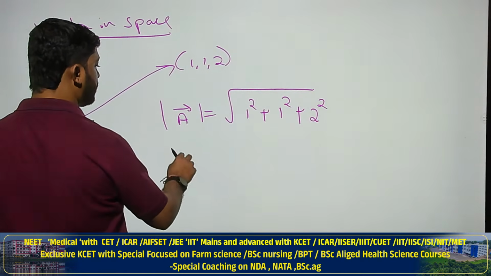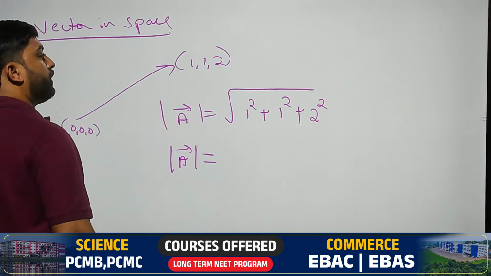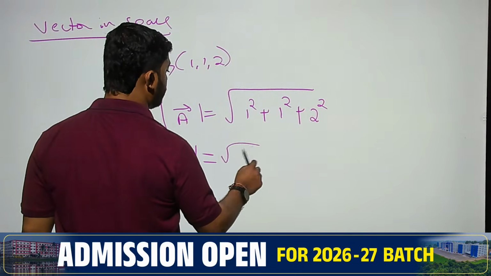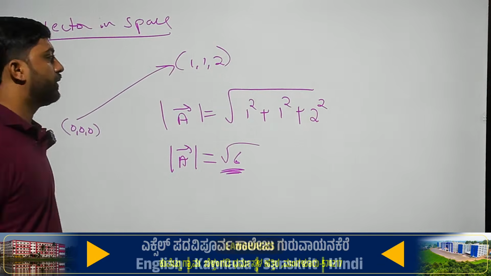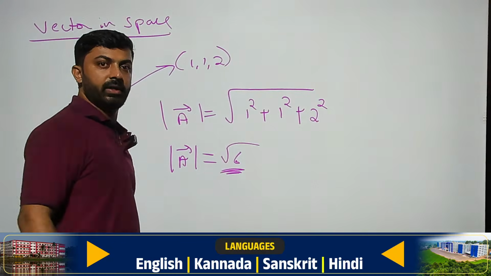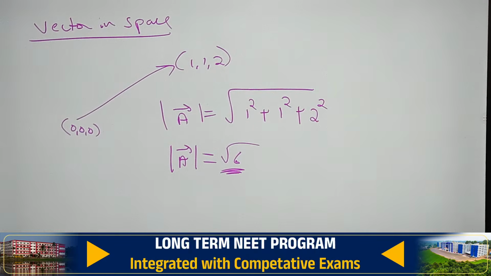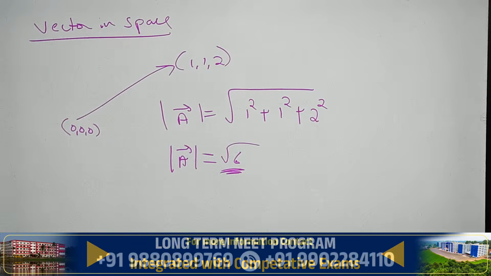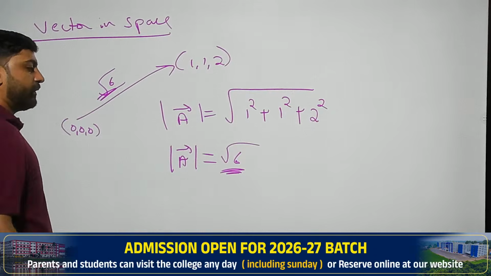What will be the answer for this? Magnitude of a vector is equal to 1 plus 1 plus 4, that is 6. Whether it is 6 or root 6, yes, it is root 6. Right? The length of the vector is root 6, which means magnitude is root 6.